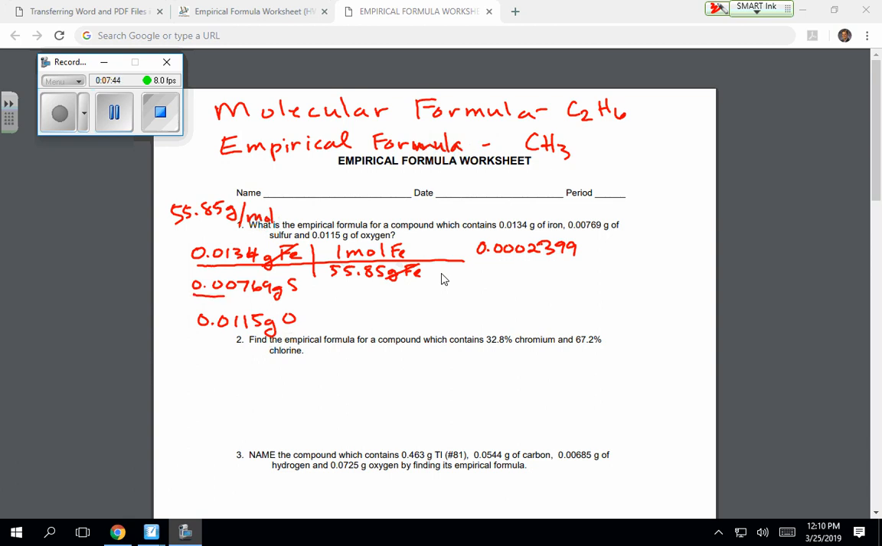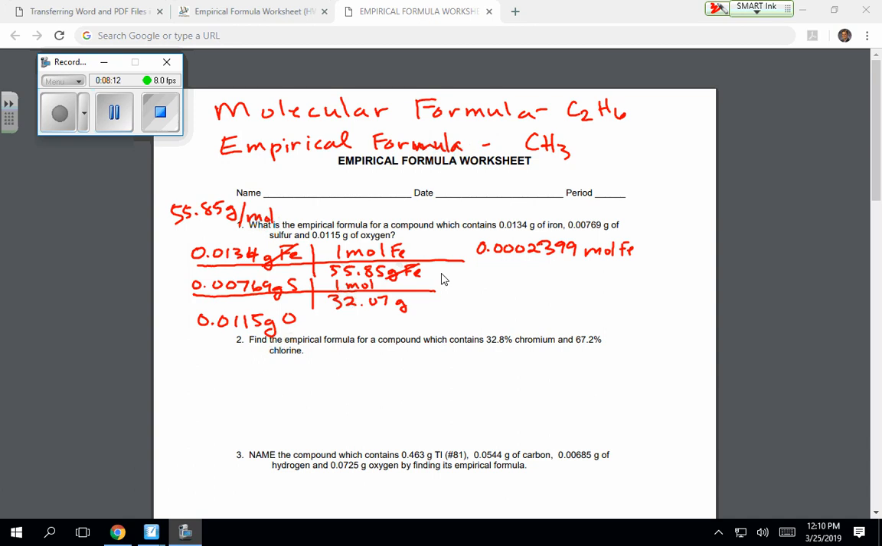Okay, the next one, sulfur. Could you give me the molar mass of sulfur? Zayla. 32.07. So we just put 32.07 grams per 1 mole. Okay, and by the way, this is moles of Fe. We got to be really clear that in this sample, you can have this many moles of Fe. Now the next one is going to be moles of sulfur.